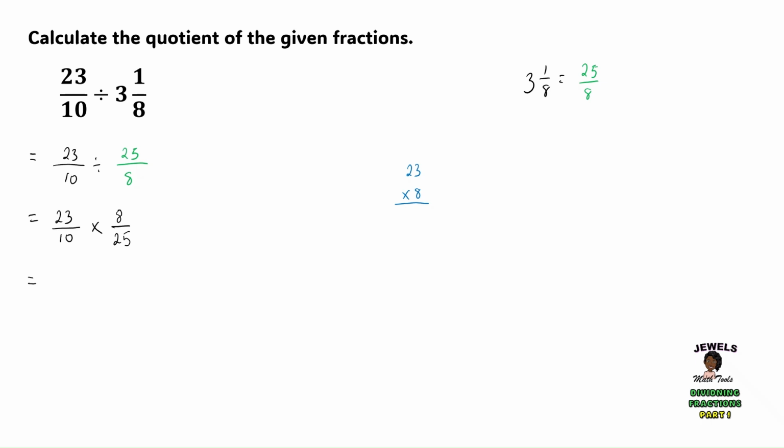So we're multiplying our numerators of 8 and 23. So 8 will multiply by 3, which will be 24. We'll carry our 2. 8 times 2 is 16 plus 2 will be 18. So we have 184 in our numerator.